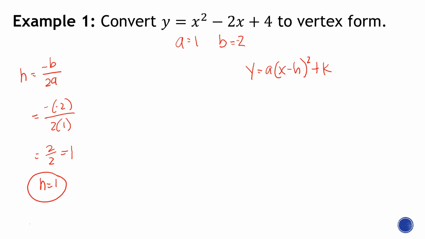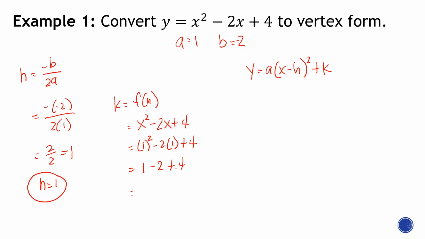The next thing we need to solve is the k. So k, if you remember, the formula is f of h, right? So meaning I will copy the given here. We will replace the x's by 1. So 1 squared minus 2 times 1 plus 4. This is 1 minus 2 plus 4. 1 plus 4 is equal to 5, right? And then minus 2, and that is equal to 3.